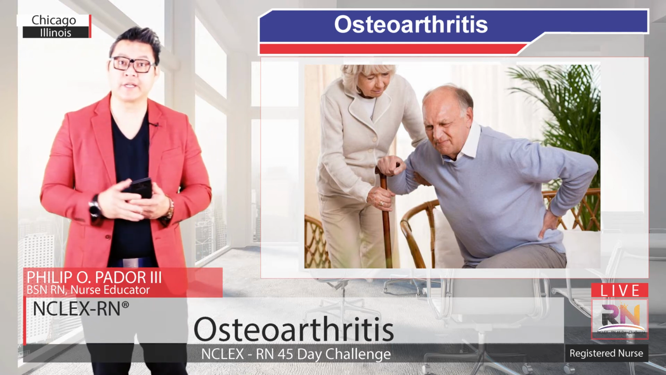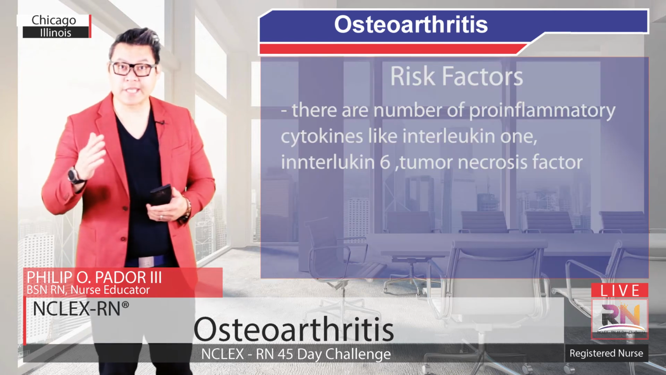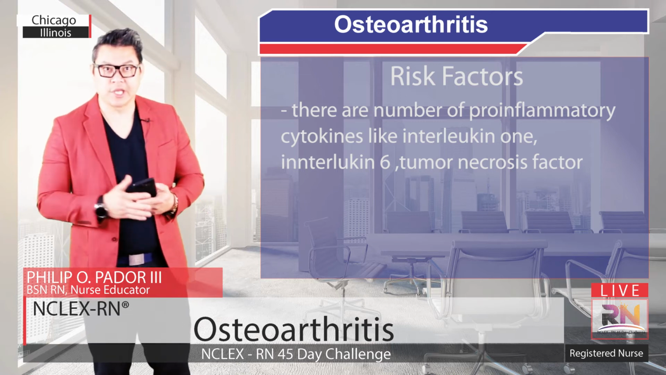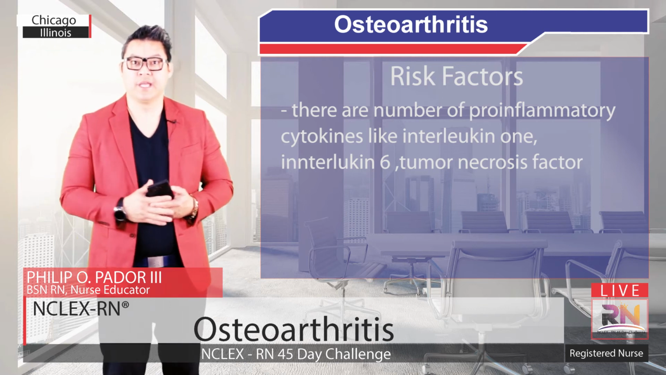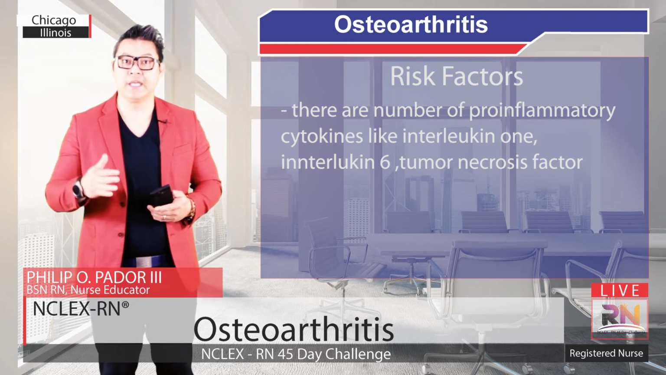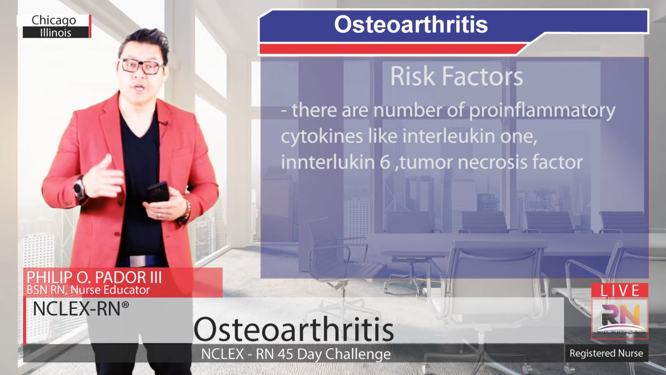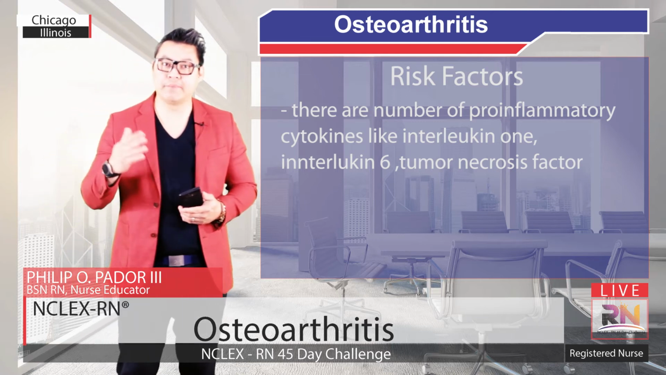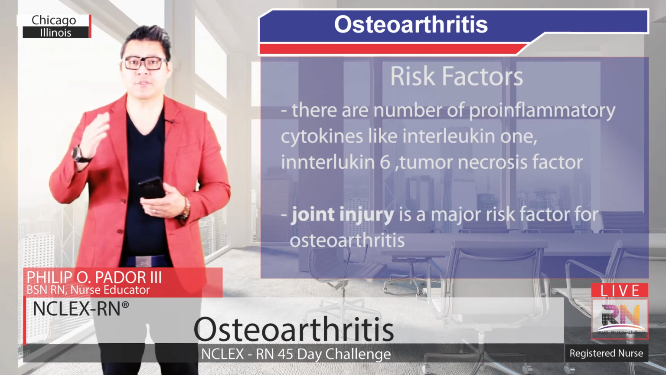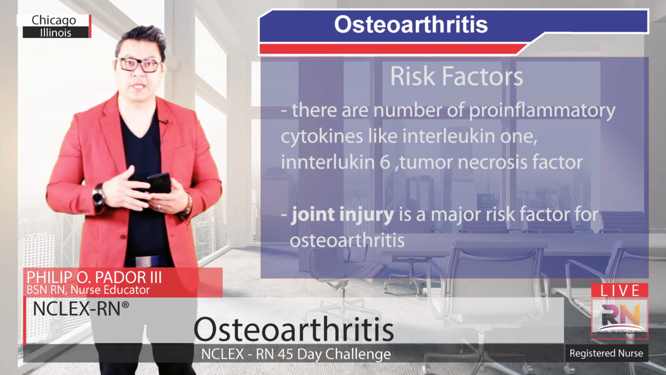As I mentioned earlier, inflammation seems to be involved. And there are a number of pro-inflammatory cytokines like interleukin-1, interleukin-6, and tumor necrosis factor, among others, that seem to play a role. Some of these are more involved in breaking down cartilage through proteolysis, meaning increased catabolism, whereas others are more involved in blocking the formation of new cartilage, meaning decreased anabolism. Also, joint injury, which comes with a lot of inflammation, seems to be a major risk factor for osteoarthritis, as well as mechanical stress and obesity.